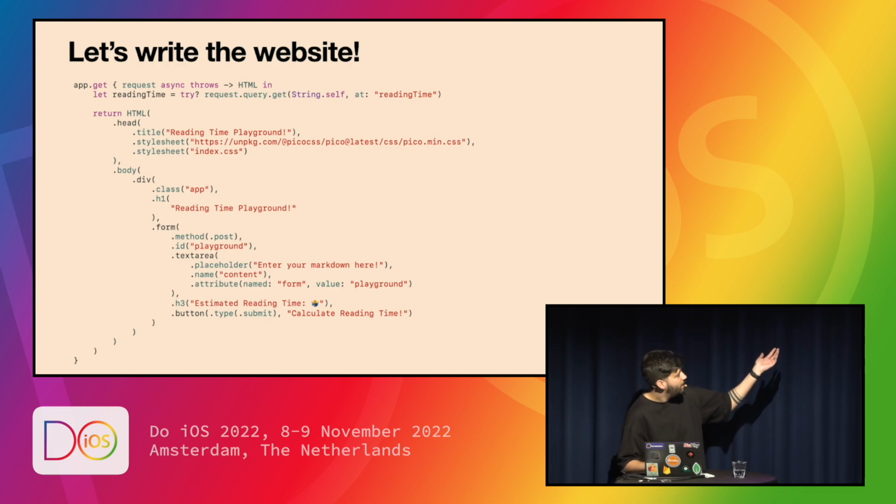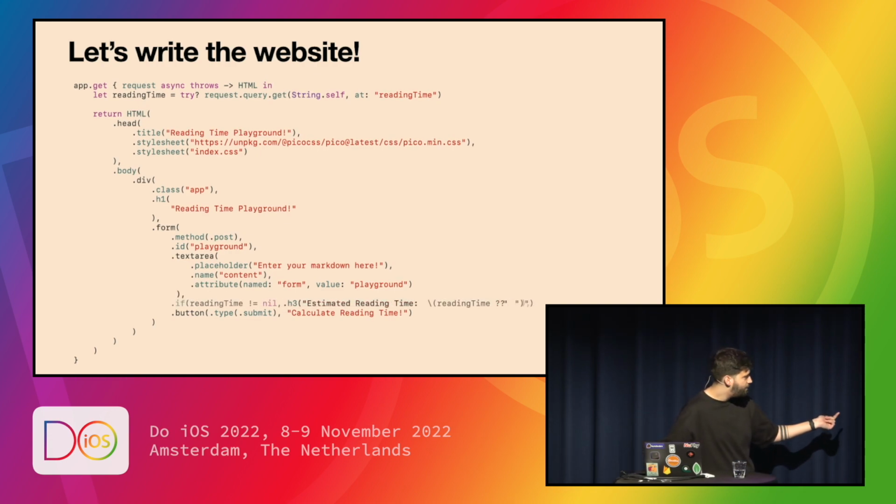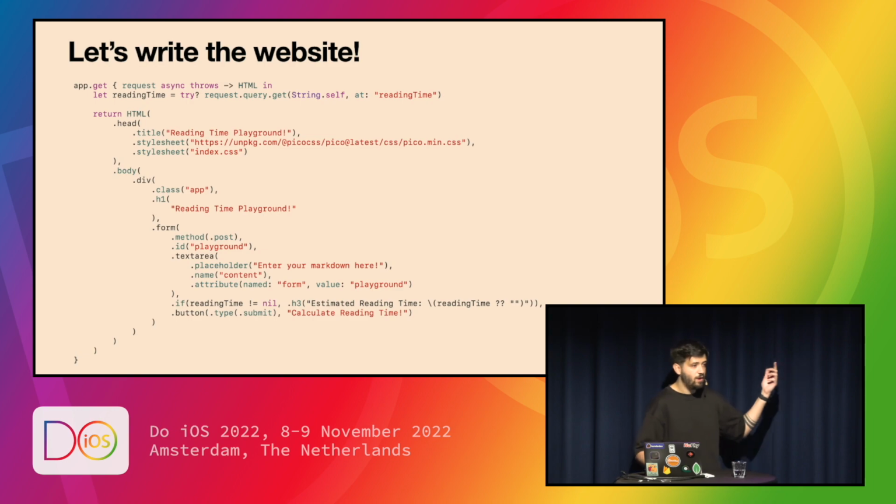But here it's as if it was decodable, right? So you can get query.get a string at reading time, the name of the query parameter. And the good thing about Plot as well is that you can do a .if, which is quite nice. So you can say only show that element if reading time is not nil, right? So you can say show me H3 with this estimated reading time, if it's got a query parameter.